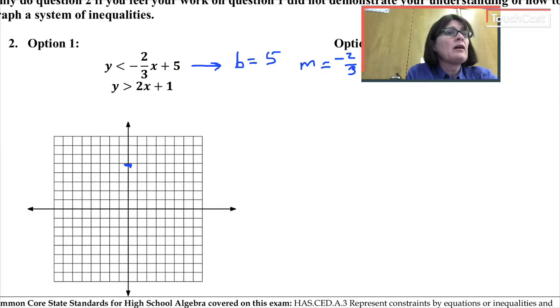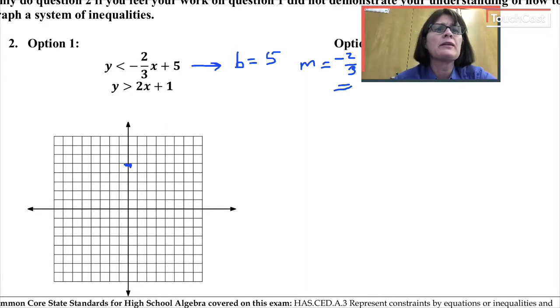And from there, I'm going to use the slope, rise over run. So for me, that means I'm going to fall down 2 and run right 3. I had probably a third of the class made their line go uphill. But this is really important. If my slope is negative, then the line has to go downhill as I read from left to right.